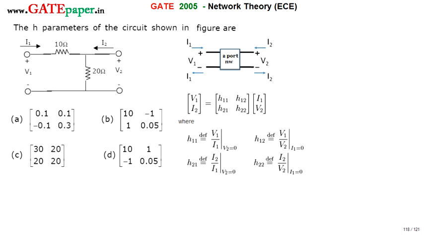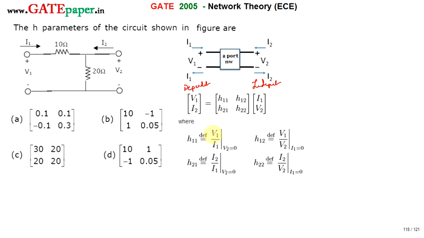By choosing any two of these four as independent, you get different types of parameters. You may get six different types of parameters in a two-port network. If you choose V1 and I2 as dependent parameters, then I1 and V2 naturally become the independent parameters. So if the dependent parameters are V1 and I2, the resulting parameters of the two-port network are the H parameters. The H parameter matrix is this one, and H11, H12, H21, H22 are defined in this way.